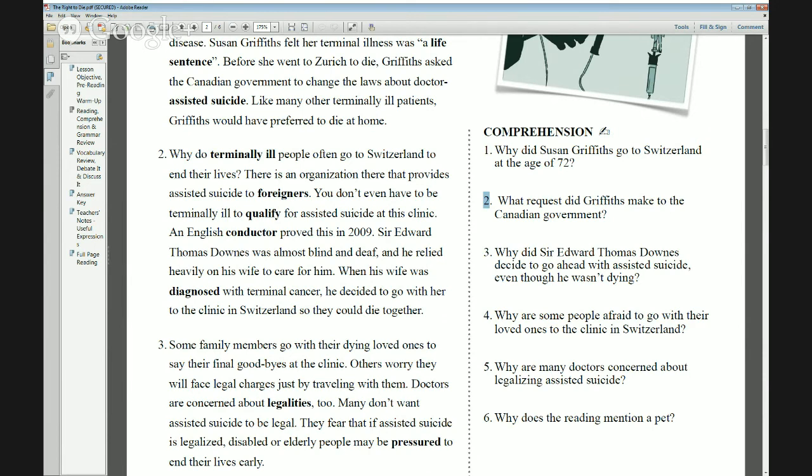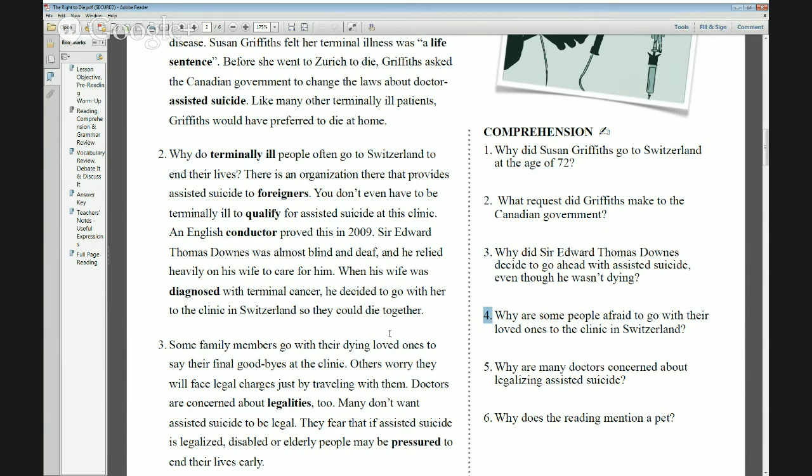Griffiths asked the Canadian government to legalize doctor-assisted suicide. Third question. Why did Sir Edward Thomas Downes decide to go ahead with assisted suicide, even though he wasn't dying? He decided to go ahead with assisted suicide because he relied on his wife for medical care. And she was diagnosed with cancer, so they both decided to go there.